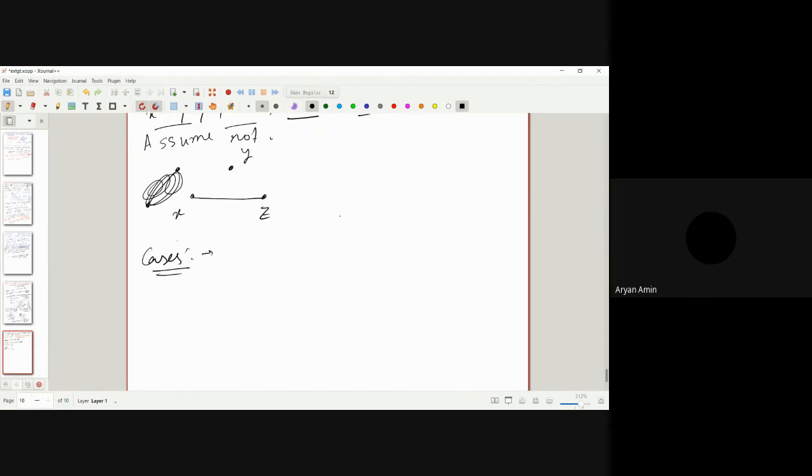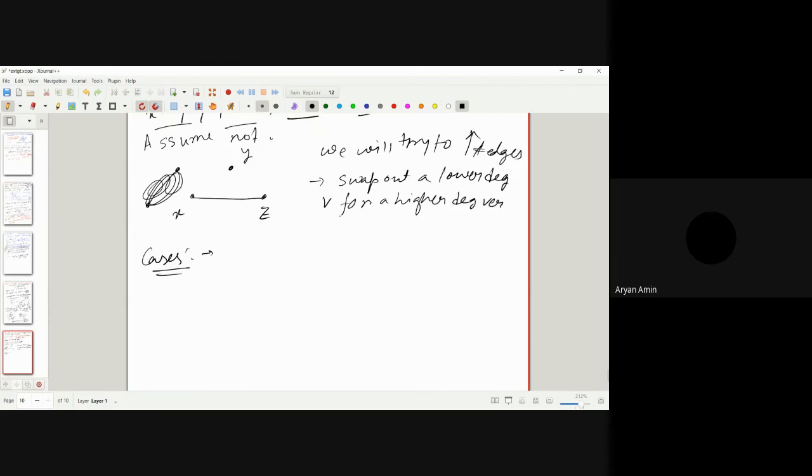The main idea of the proof is that we will try to increase the number of edges if this happens, and how we will do it is we will swap out a lower degree vertex for a higher degree vertex. What do I mean by this? First consider the case where degree y is less than degree x. So what we will do is swap y with a clone of x, call the clone x dash.